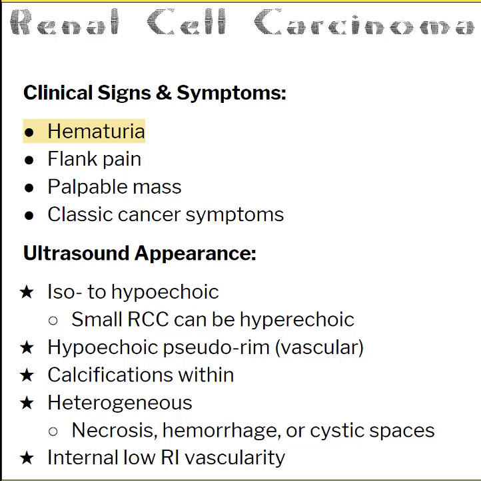As it gets larger, it's more likely to start to necrose in the center or have hemorrhage or cystic spaces within. And when we put color on renal cell carcinoma, we expect to see internal flow with a low resistive index.